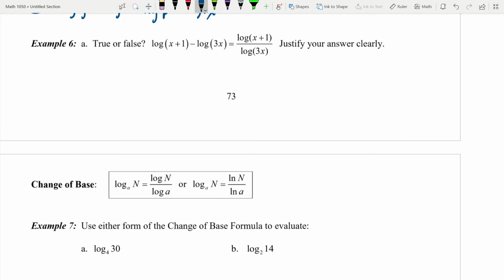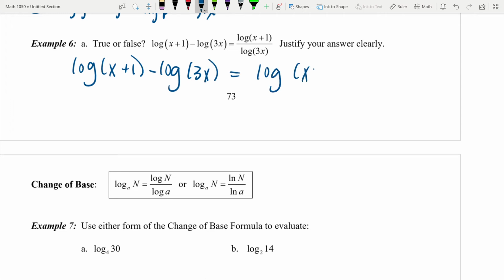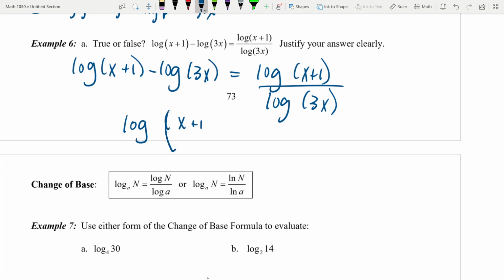So let's do this. If you're ever given a problem like this, in 1010 they get problems like this all the time, where they have to prove or disprove something. So go like this. Write down what they're trying to get you to prove or disprove. And then say, okay, those are subtracted, so I know I'm going to divide, but I'm only going to write the log one time. So it would look like this.